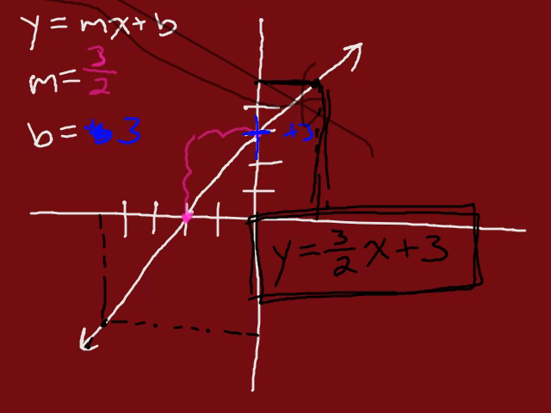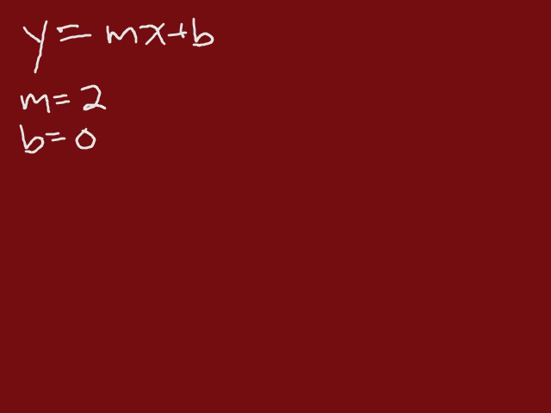Now, what happens if b is 0? Let's look at what happens if b is 0 and if m is 0. So let me clear this out. Okay, so if we have y equal to mx plus b, and let's say that m is 2, let's give it a slope of 2, and b is 0. Let's see what happens.